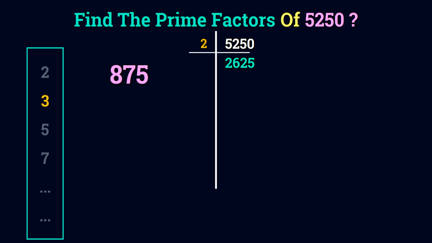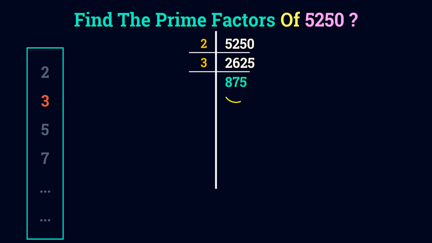875. So 2625 divided by 3 equals 875. Dividing 875 by 3. The result is not an integer. Since the result is not an integer, we will try to divide by the next number.